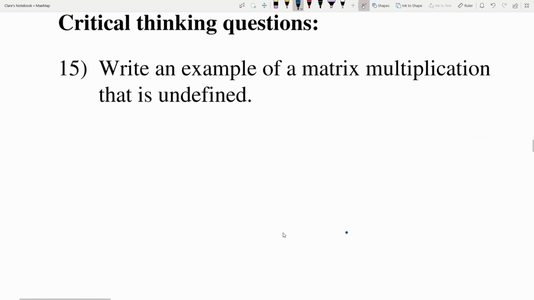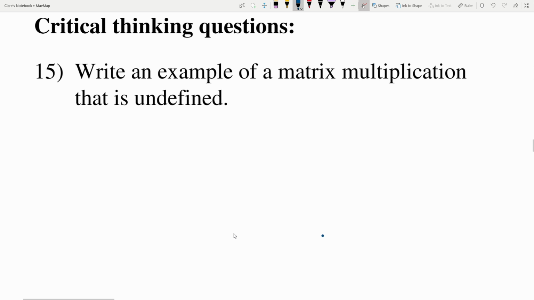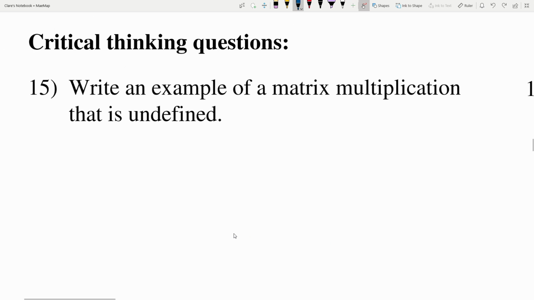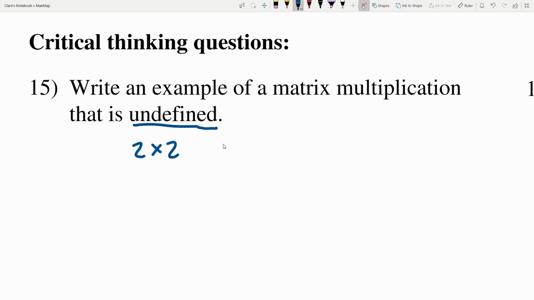Moving on to some critical thinking questions, it says write an example of matrix multiplication that is undefined. Well, in order to be undefined, so this is pretty easy. We can do a 2 by 2 and multiply that by a 3 by 2 because the 2 and 3 do not equal each other. This answer would be undefined.